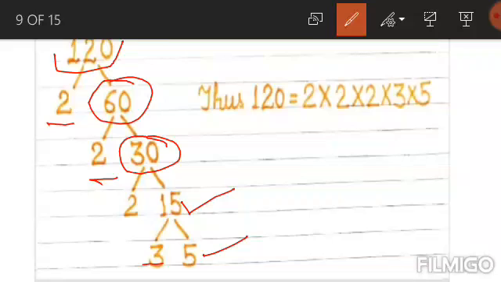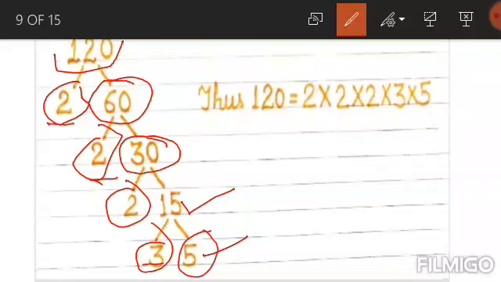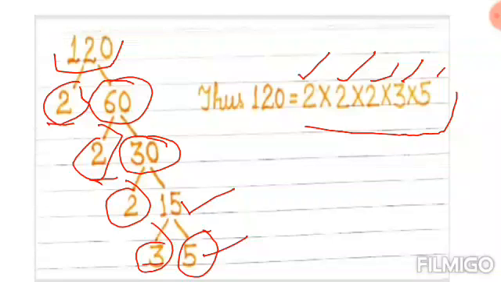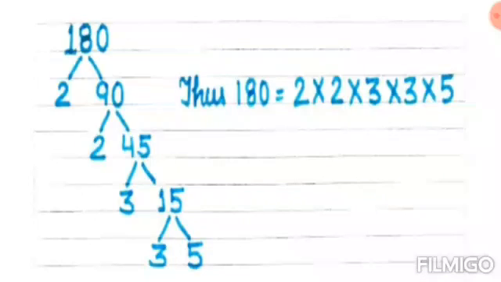So the prime factors are 2, 2, 2, 3 and 5. We will write here like this. So the factors of 120 is equal to 2 multiply by 2 multiply by 2 multiply by 3 multiply by 5. Come to next question, that is 180.